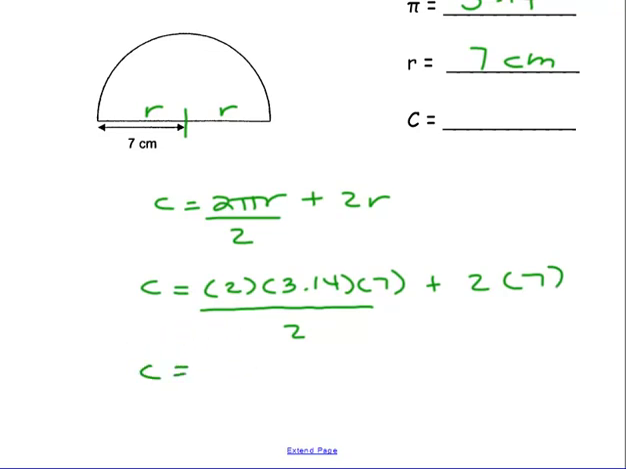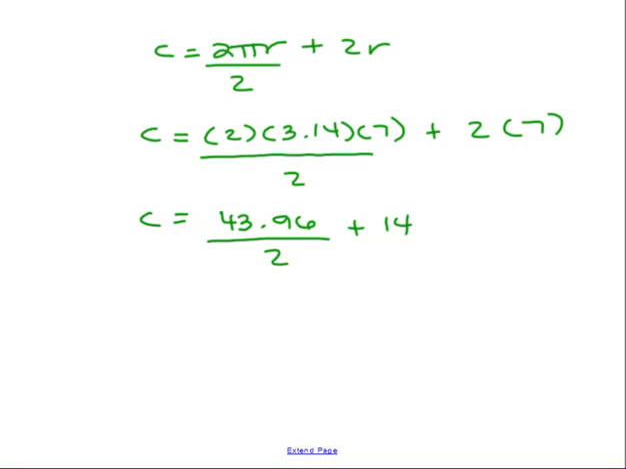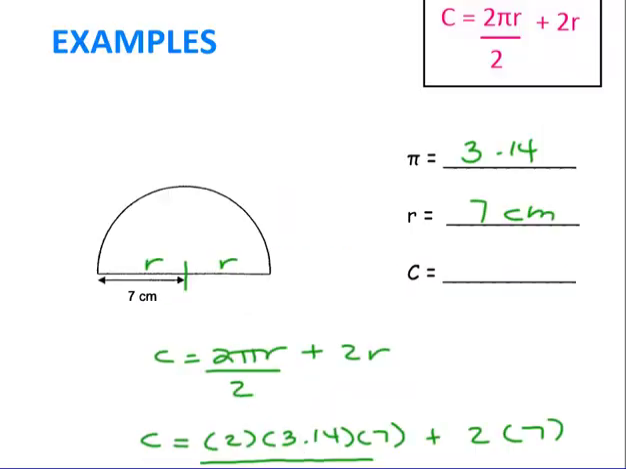C equals, so we're going to do 2 times 3.14 times 7. That's going to give us 43.96 divided by 2 plus 14. So we're going to go ahead and divide that by 2. C equals 21.98 plus 14. And so when we add those two together, we get C equals 35.98. And that's just going to be centimeters because it's perimeter, so not centimeters squared.